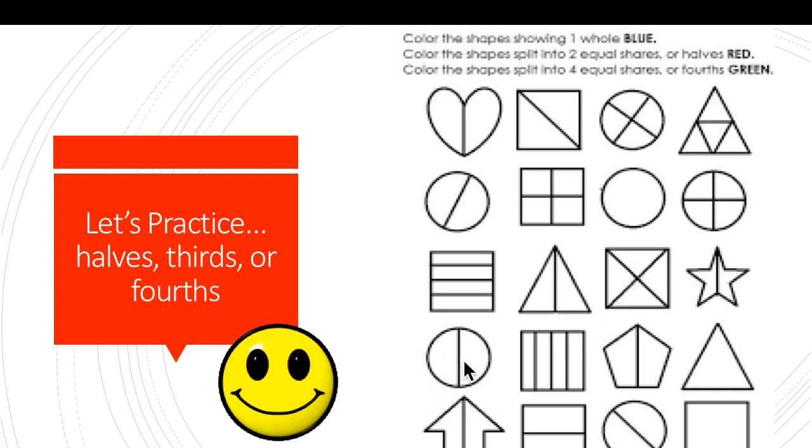Right here we have two parts. We call them halves. One, two, three, four. Four equal parts. We call them fourths. Two equal parts. We call halves. No parts we call a whole. Two equal parts we call halves. Again, two equal parts here and here we call halves. We did not have any thirds on this page, but if the shape is divided into three equal parts, we call them thirds.